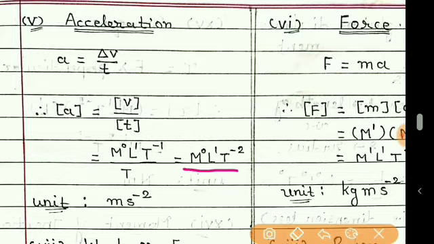Now about unit. So from the dimensional formula we can directly write the unit, as there is length, and length is measured in meter, T raised to minus 2, and time is in second, so s raised to minus 2.